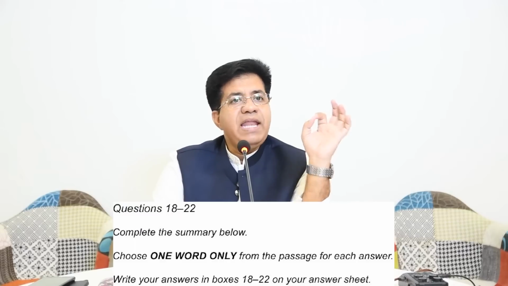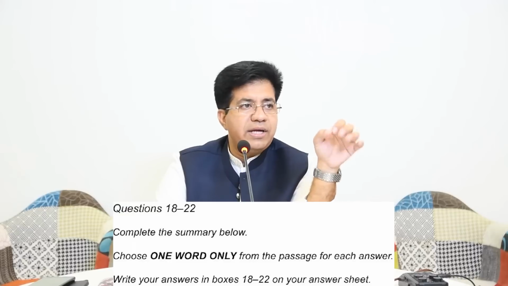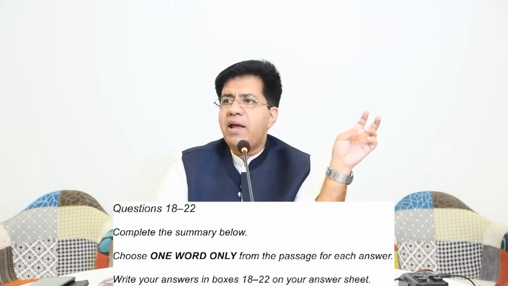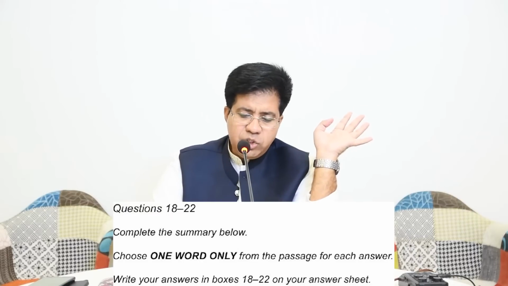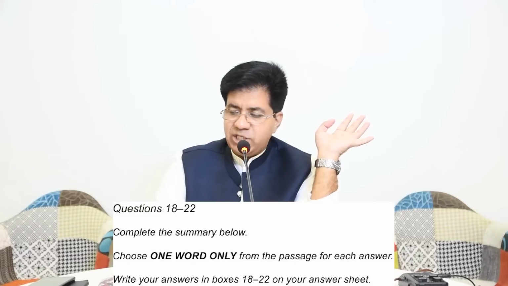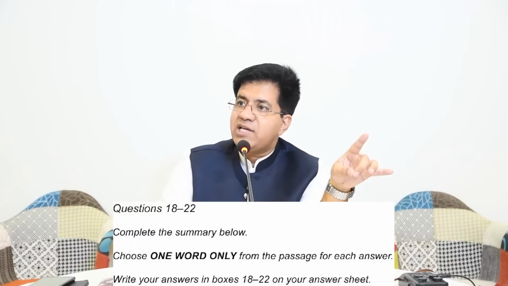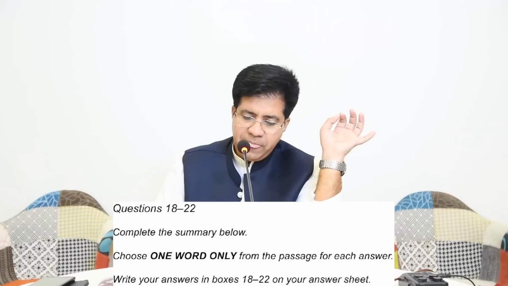Okay. I'm going to start from questions 18 to 22. Please come here. Complete the summary below. Whenever we have completion type of questions, questions and answers are in order. Any completion, summary completion, flowchart completion, diagram completion, table completion, notes completion, they are in order. Choose one word only from the passage for each answer. Now, one word from the passage means if in the passage funding is written, you will write funding. You will not change the word, okay?